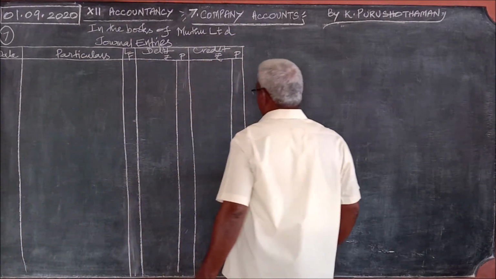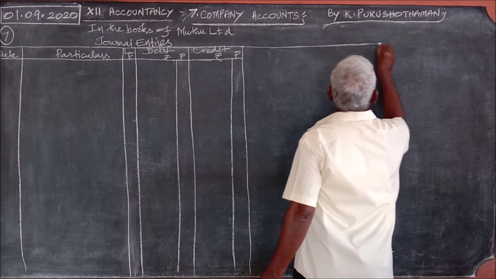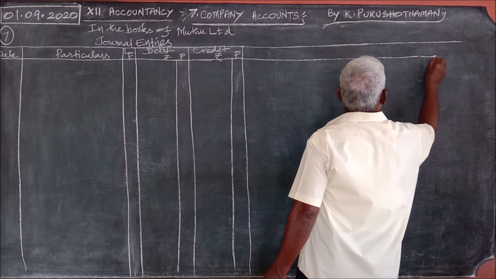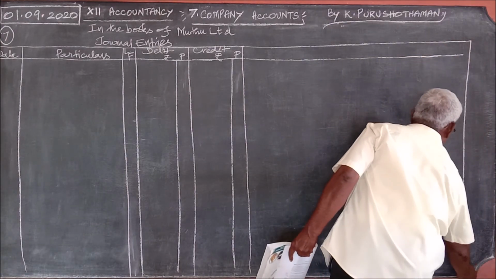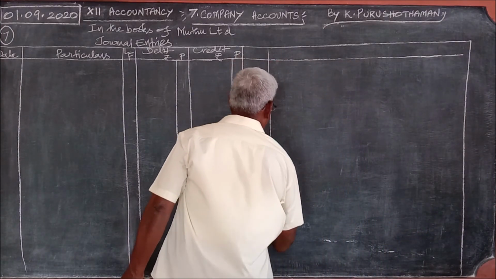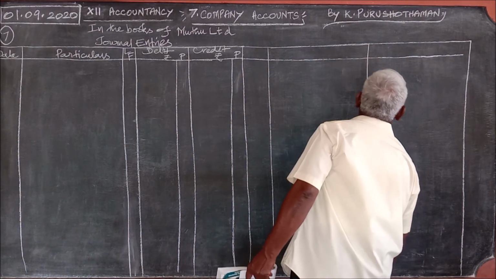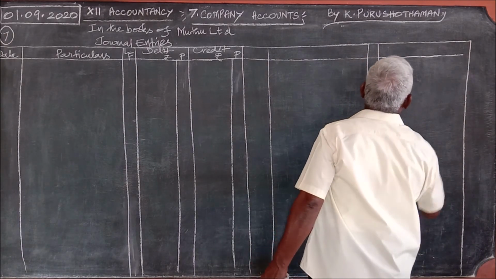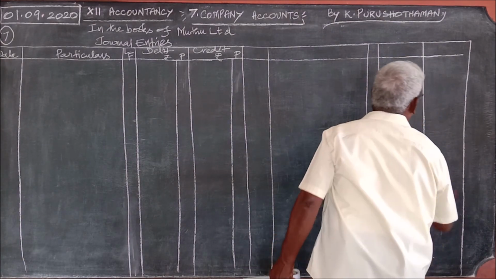We used to draw another format by the side of it so that we can write the pair of entries side by side. As usual, date, then particulars, ledger folio, then debit rupees and the credit rupees.